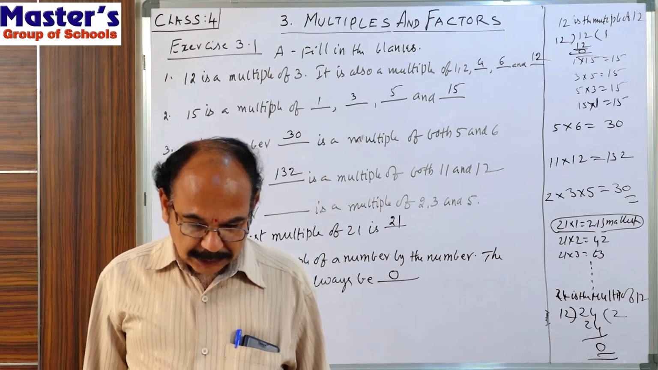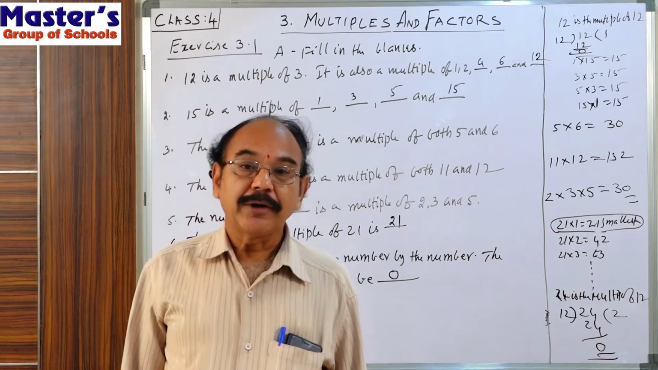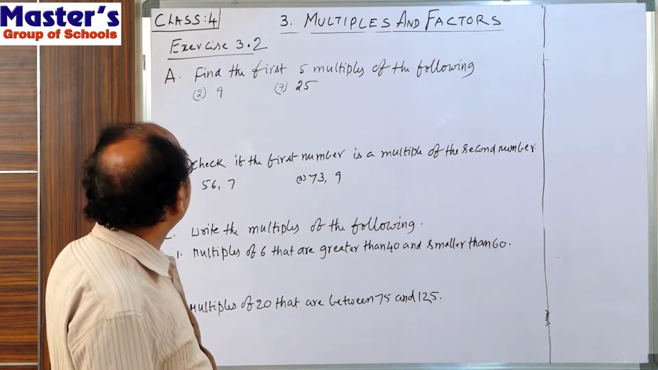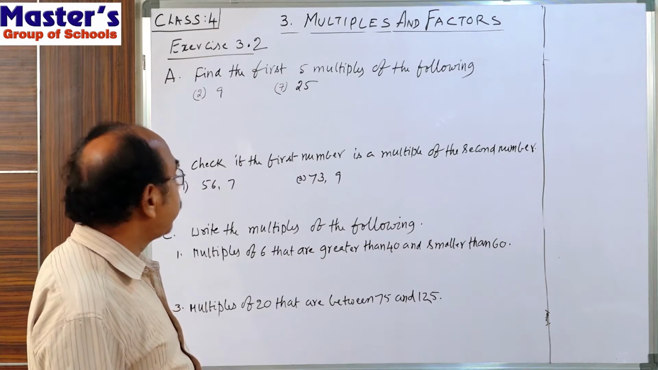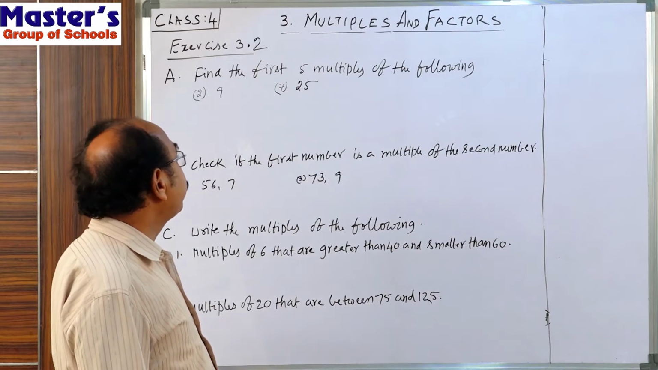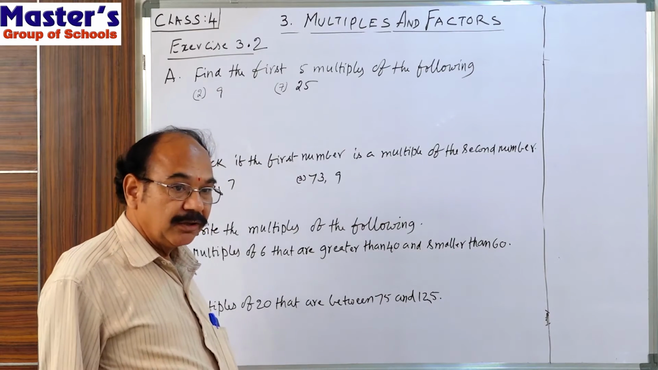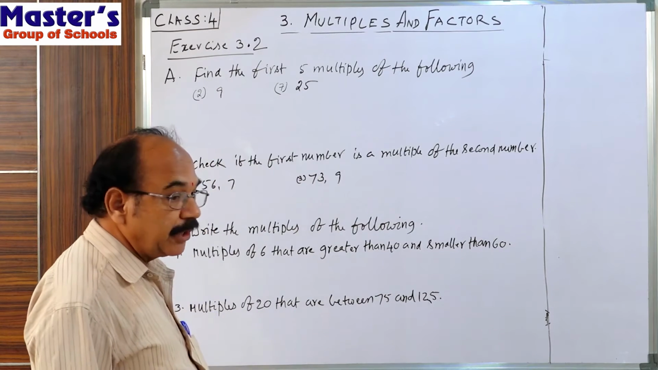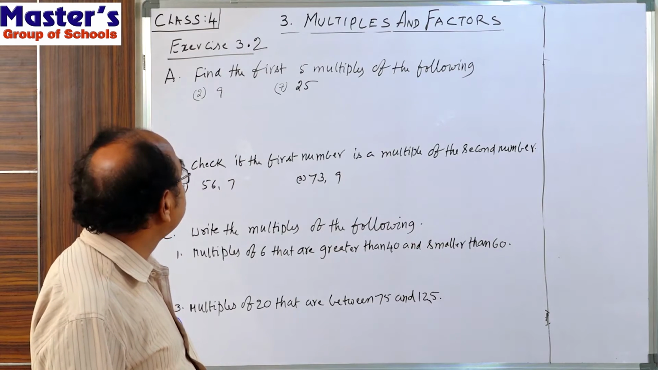We can go to exercise 3.2. Right, children? Now, come to exercise 3.2. So, in section A, what is given here? Find the first 5 multiples of the following.